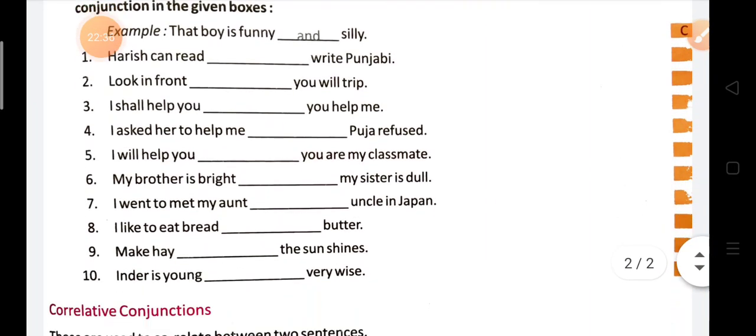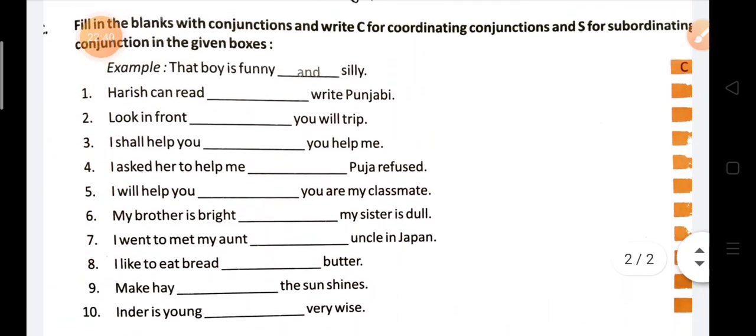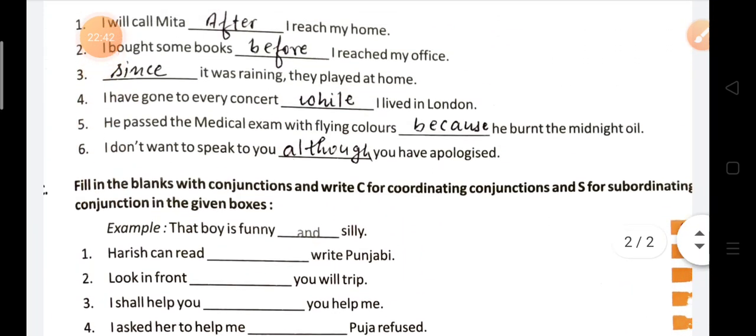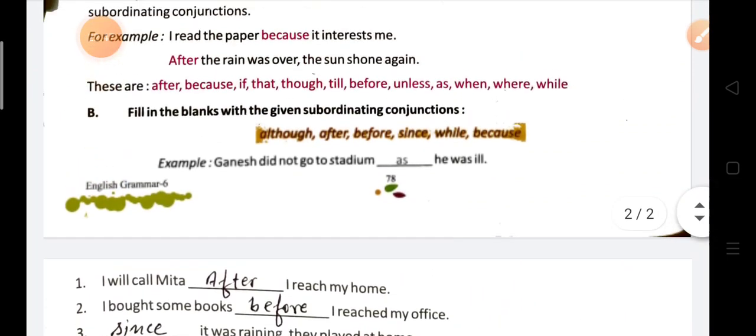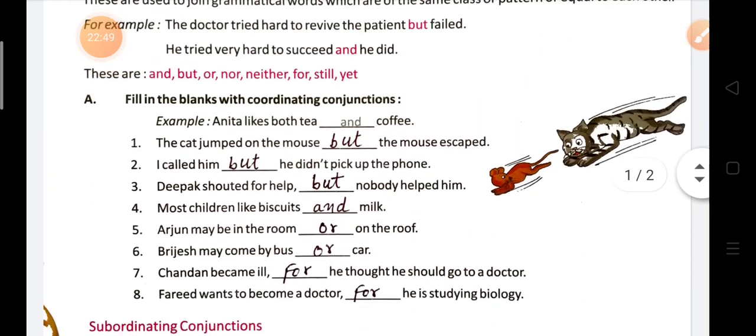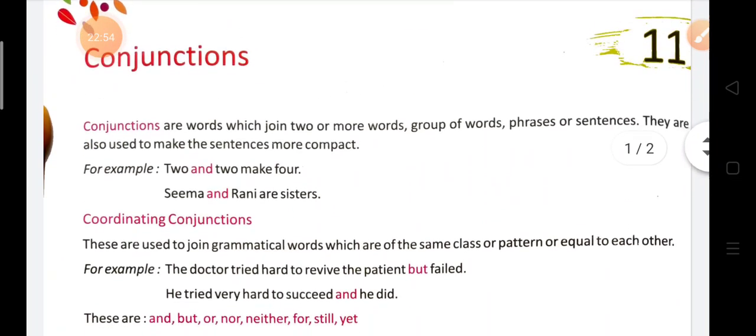So the next part that you will study is co-relative conjunctions, in the next video. Till here you will try to solve, and after that you will study all these conjunctions in detail. You will see all these definitions: what is a conjunction, what is coordinating conjunction, what is subordinating conjunction, in the video. And if you have any problem anywhere in the conjunction, you just comment and I will try to tell you once again.